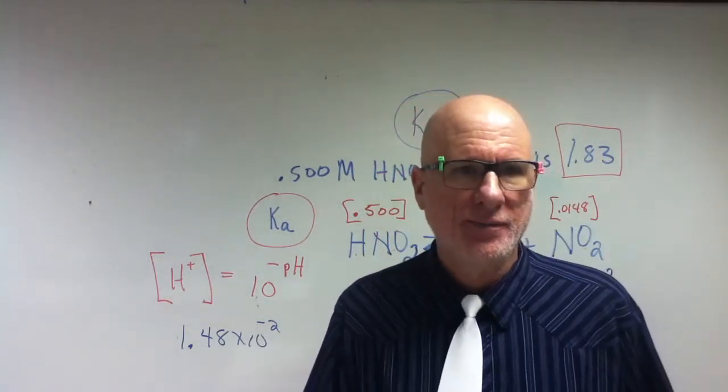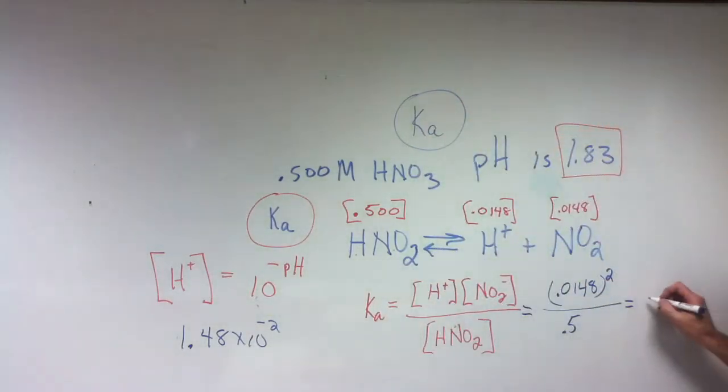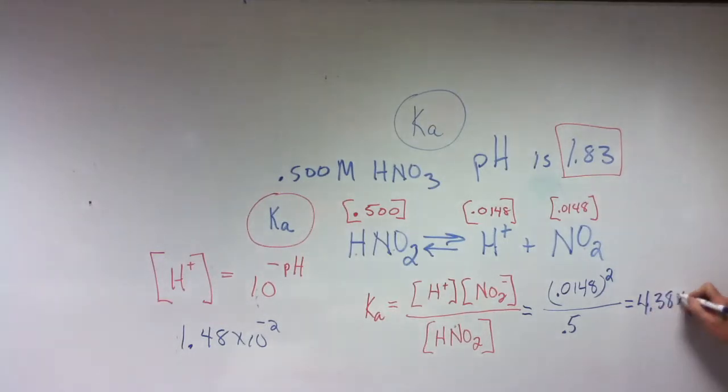Okay, is it still working? Okay, so what's the answer? Anna, help me out here. 4.38 times 10 to the negative... 4.38 times 10 to the what? Excuse me, it's low battery. All right, so 4.38 times 10 to the negative 4. Okay? Unit labels here? Or no? Okay? That equals my Ka.